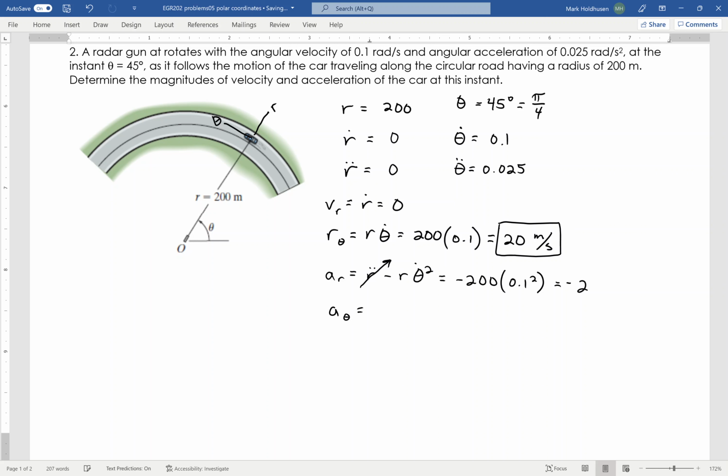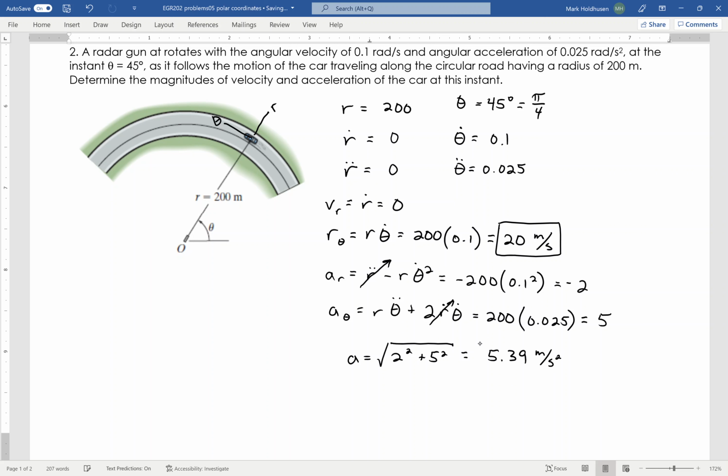My acceleration in the theta direction is r theta double dot plus 2 r dot theta dot. Again, r dot is 0, so that goes to 0. So all I'm left with is 200 for r times theta double dot of 0.025, and from that, I get 5. To find the magnitude of the acceleration, that's just 2 squared plus 5 squared under a square root to get the total acceleration, which is 5.39 meters per second squared.